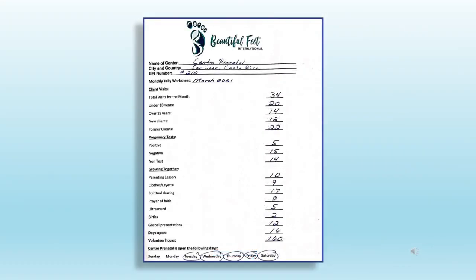So let's take a look at a sample report that has already been filled out. As you can see, each client is recorded at least 3 times and possibly more depending on the reason for her visit. Each client will be recorded once for whether or not they are over or under the age of 18, a second time for whether or not they are a first-time client or a former, and a third time for whether or not a pregnancy test was administered.